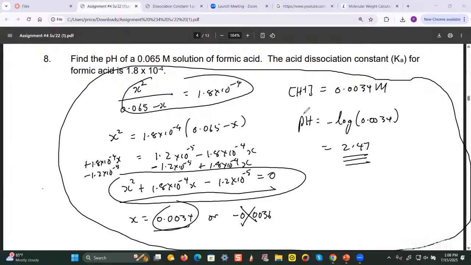All right? So if it was less than 5, then you would plug in x. If it's less than 5%, then you don't need to do this. You just accept the value that we got before. But if it's greater than 5%, you have to do that.